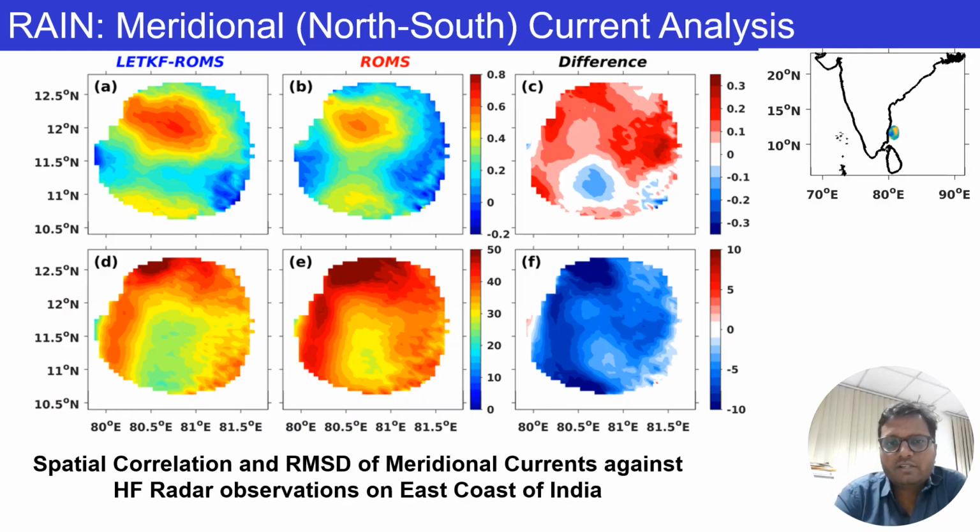Improvements in current estimation are presented in this slide. For this purpose, the meridional currents from the Tamil Nadu coast are compared with HF radar observations. First row indicates correlation patterns, second row indicates RMSD patterns. Figure C and figure F highlight the differences in correlation and RMSD respectively. In figure C, red color indicates improvement and in figure F, blue color indicates degradation. So LETKF is reducing RMSE and improving correlation over the entire coverage region.